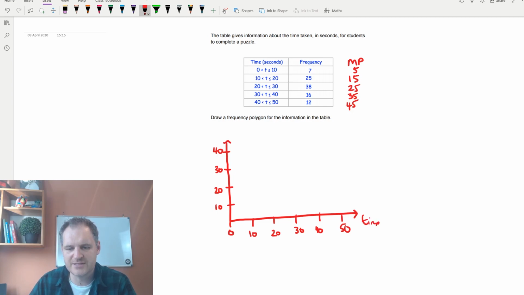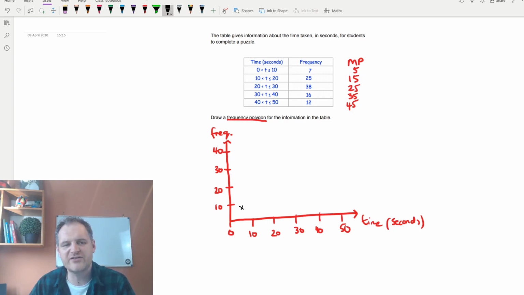We then have time in seconds, and because time is a measured thing that can be measured more accurately, it's continuous, so we know we're likely to need a frequency polygon. The second reason we know is because it says frequency polygon. So in order to do that, I'm going to plot each number, 5 against 7, roughly speaking. Ideally, you'd use graph paper for this if you've got some, but I'm just doing a version to make sure you learn the actual skill. 25 up to 38 goes about here. 35 up to 16 goes approximately here. And 45 goes to 12.